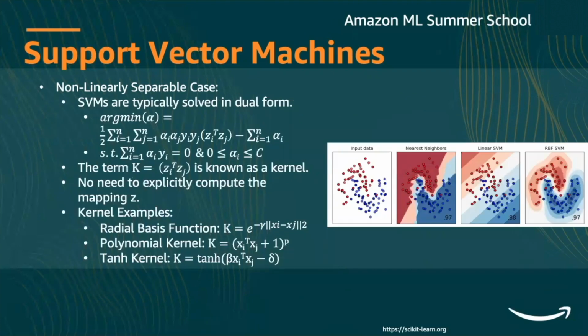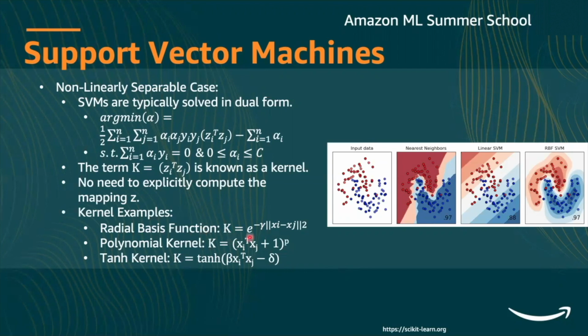Typically, SVMs are solved in the dual form of the optimization. What I showed you initially was the primal. You can convert into a dual format. The advantage of the dual format is it allows for creating a non-linear mapping Z without explicitly computing this Z, right? Because in this dual form, you have the dot product of this mapping, and this dot product can be some function which you choose, based on some properties of the function.